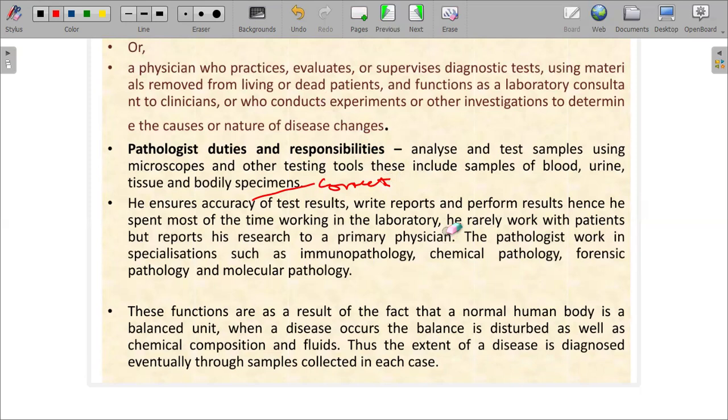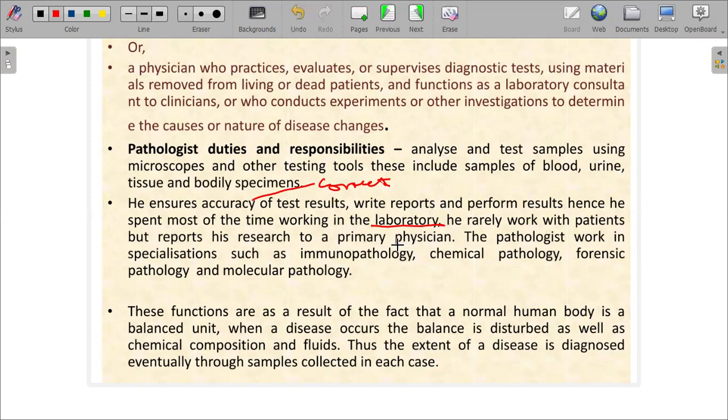And then he writes reports, performs results analysis, and hence he spends most of the time working in the laboratory. One thing that you should understand is that, as you can see, it has to do with the chemicals and chemical composition or balancing of bodily fluids. So in regard to that, a pathologist spends most of his time in the laboratory, which means he doesn't really work directly with patients, but reports his research to a primary physician.